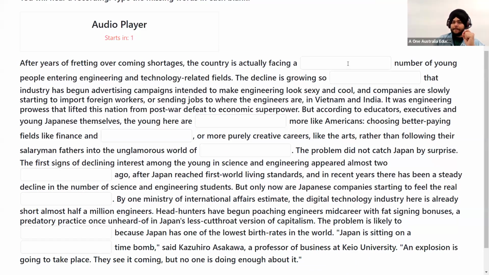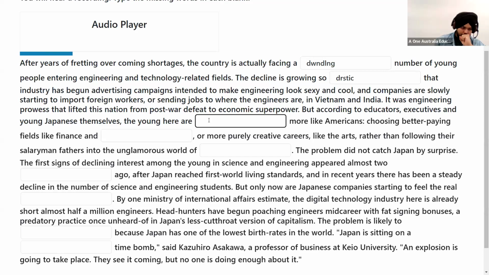After years of fretting over coming shortages, the country is actually facing a dwindling number of young people entering engineering and technology-related fields. The decline is growing so drastic that industry has begun advertising campaigns intended to make engineering look sexy and cool, and companies are slowly starting to import foreign workers, or focus on sending jobs to where the engineers are, in Vietnam and India. It was young engineering prowess that lifted this nation from post-war defeat to economic superpower.